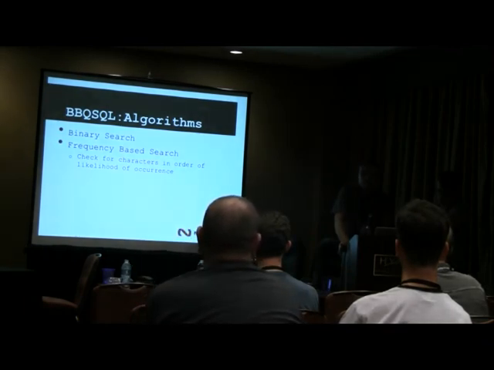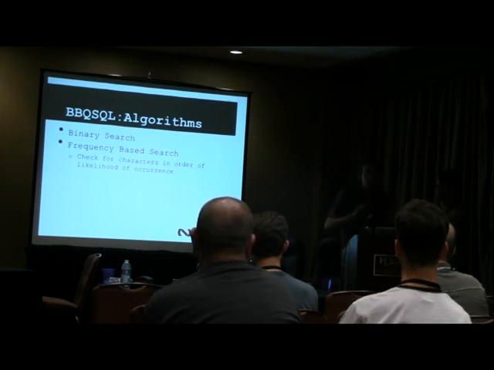But the other thing that we thought would be interesting would be to try to do a frequency-based search. If there's a lot of structure to the data that you're trying to exfiltrate, you can exploit that structure. For example, in the English language, the letter E is the most common, and you can check for that first rather than doing a binary search. You check in order of frequency. That's fairly straightforward, but you can wind up with a bit of a performance boost.